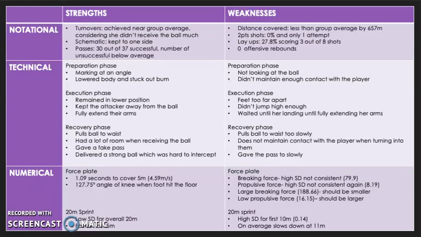The weaknesses identified in the 20-metre sprint was that there was a high standard deviation for the first 10 metres. This was 0.14, and this is a weakness because it shows that it takes the athlete a different amount of time every sprint to cover the first 10 metres. It was also identified that on average the athlete slows down as she reaches 11 metres. This is bad because as she is approaching the middle of the sprint, she's de-accelerating, which could be the difference between her losing a player and getting in front of them.